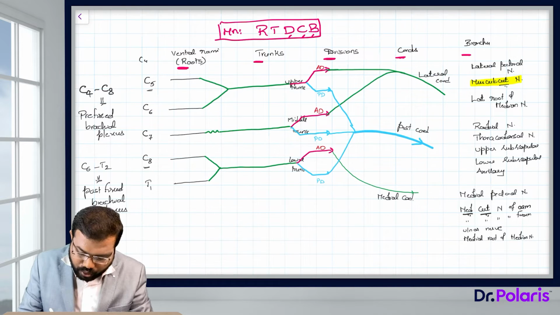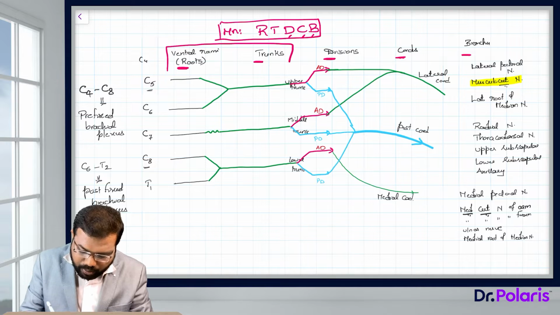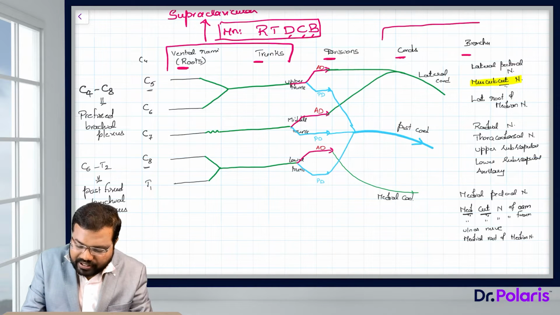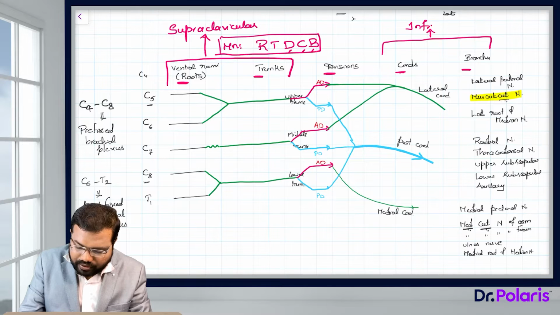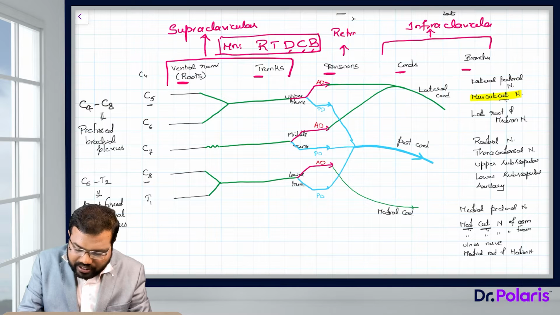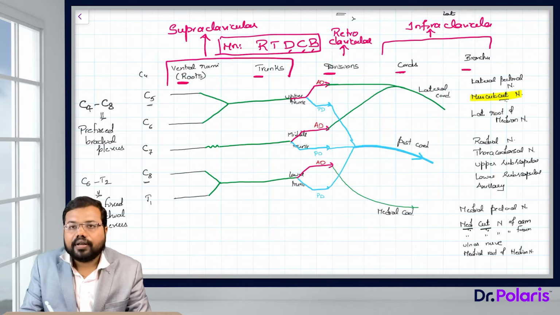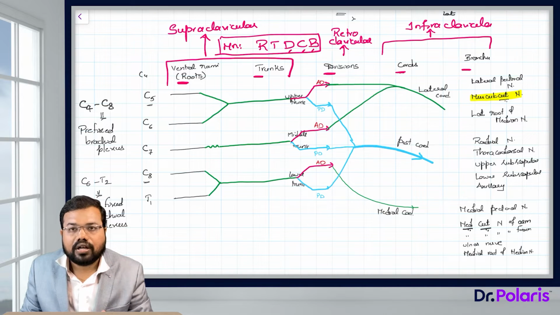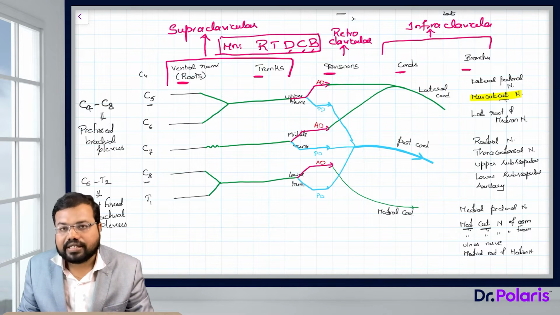Out of these, roots and trunks are present above the clavicle, so simply to say supraclavicular. Whereas cords and branches are present below the clavicle, so they are called infraclavicular. Whereas divisions are behind the clavicle, so they are called retroclavicular. Very important, where they are exactly present. Roots and trunks are above the level of the clavicle, supraclavicular. Divisions are behind the clavicle, retroclavicular, and below the clavicle, the cords and the branches are present.